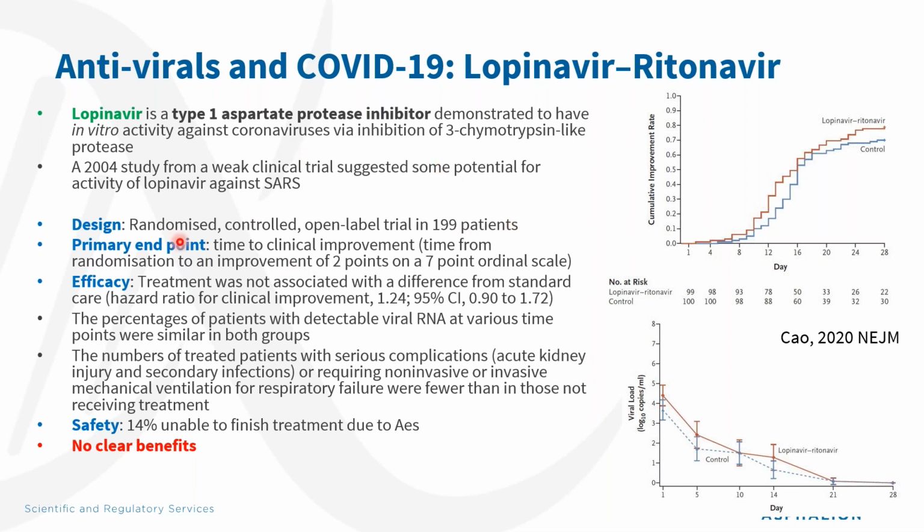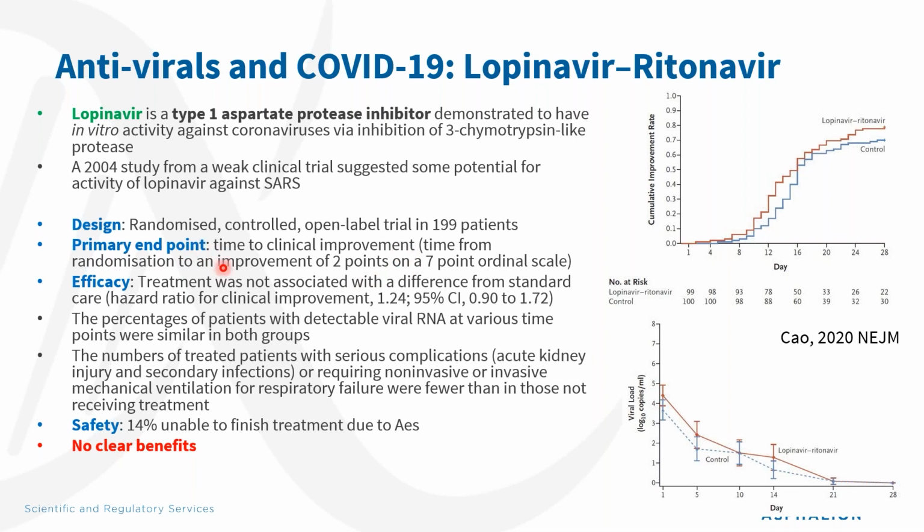So this trial was also published in the New England Journal of Medicine by Cao et al. a few weeks ago. This was a randomized controlled open label trial in 199 patients. They basically had a control group, which was standard of care, and the treatment group, with a 50-50 division between the two groups. The primary endpoint here was essentially the same as the Gilead trial and what the WHO recommends, so a 2-point improvement on that 7-point ordinal scale.